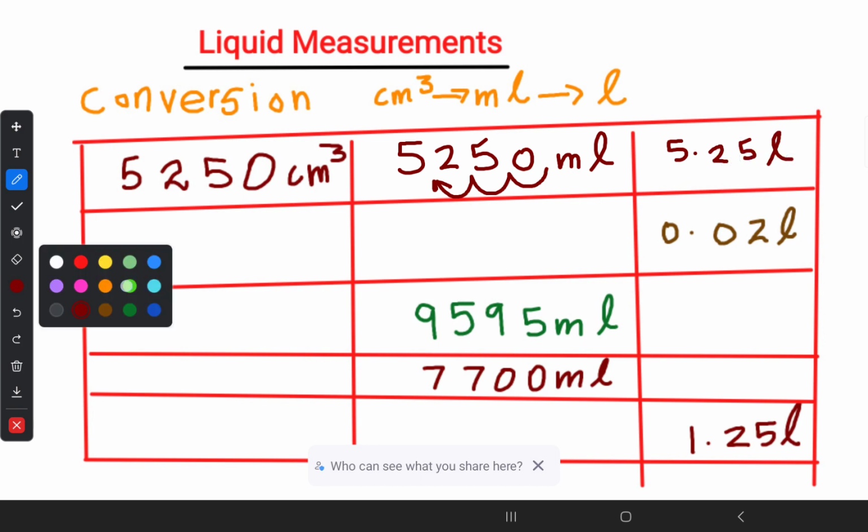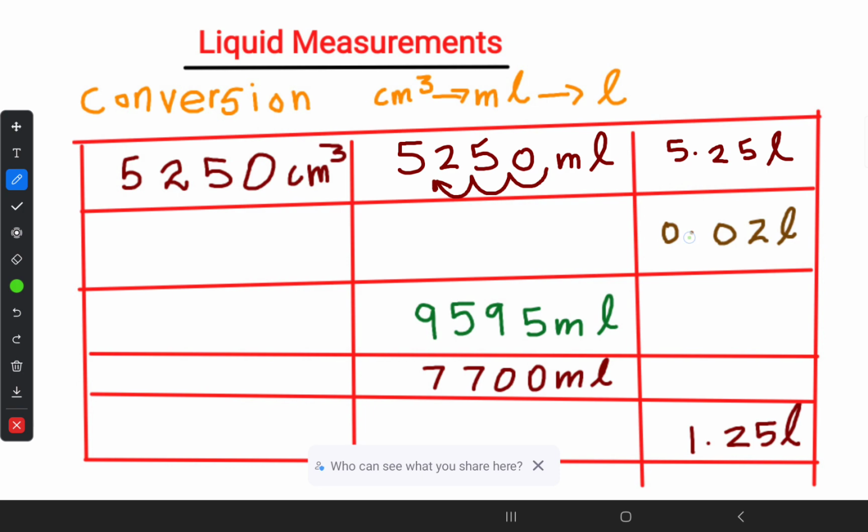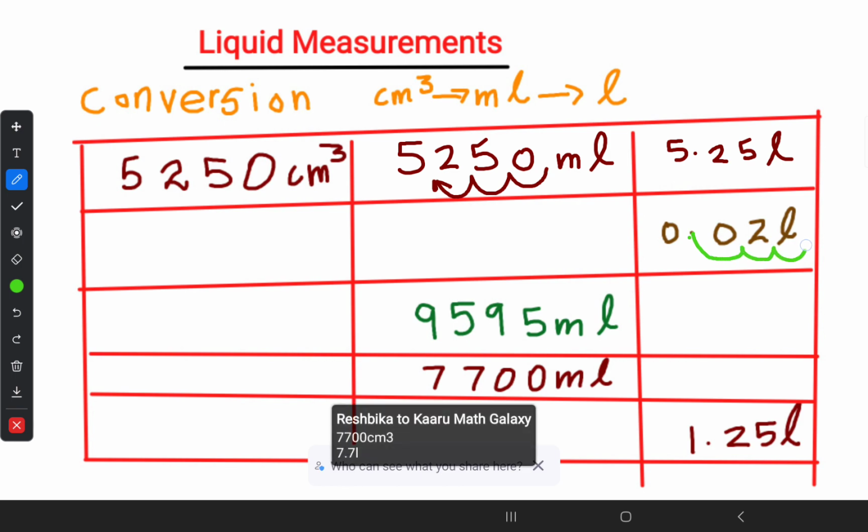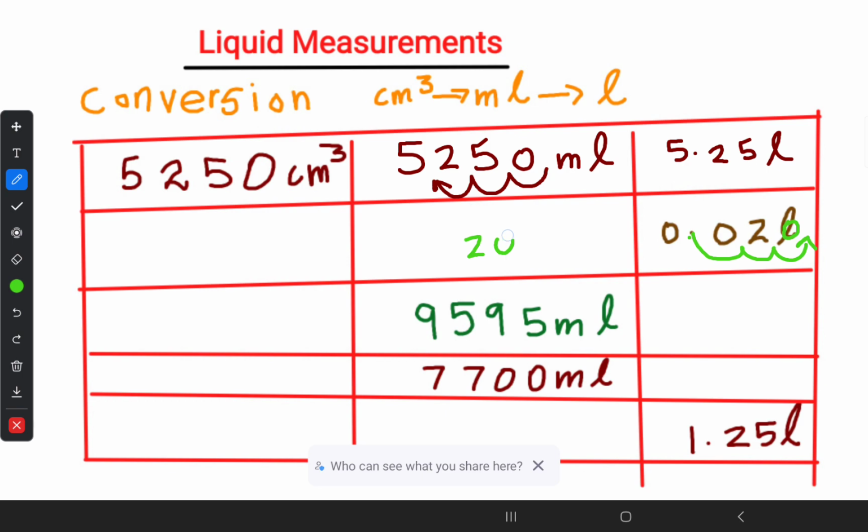And the second one, 0.02 liters. To make it milliliters, you should multiply by 1000. That means the decimal should move 3 digits to the right hand side. 1, 2, 3. There is no digit here, so I can substitute a 0. It is 20 milliliters. You know how to multiply by 1000 and divide by 1000, so you should do that. 20 milliliters and 20 cubic centimeters.